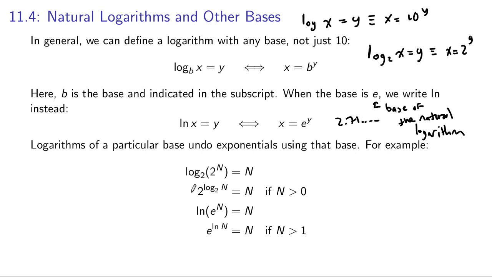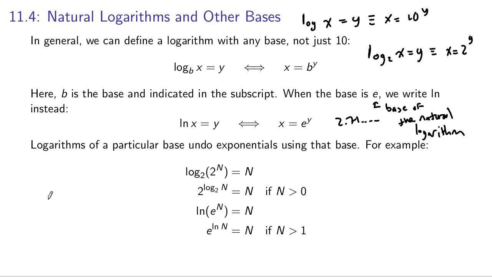Logarithms of a particular base undo exponentials that use that base. So for instance, the log base 2 of 2 to the n is n. And 2 to the log base 2 of n is n if n is positive. The natural log of e to the n is n, and e to the natural log of n is n if n is positive.